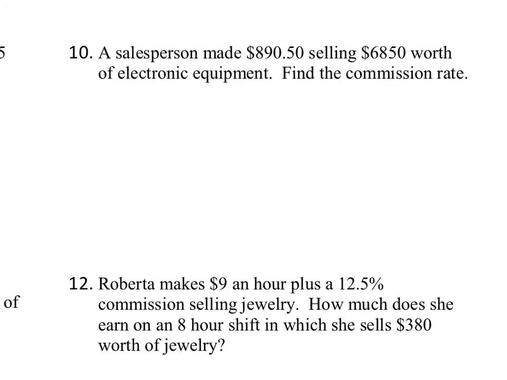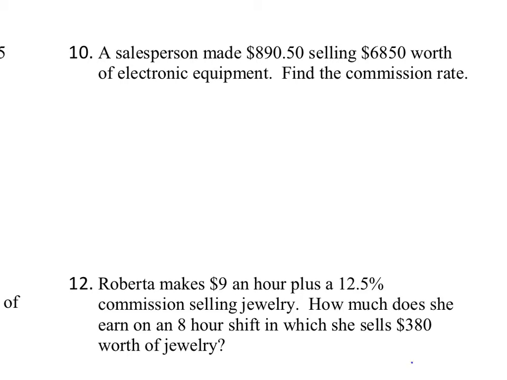Please turn to page 34. And we're working with problem number 10. A salesperson made $890.50 selling $6,850 worth of electronic equipment. Find the commission rate. So this is worded a little bit differently. We've in the past been given the commission rate, and then we're asked to find the commission, or the last problem we're asked to find the total.